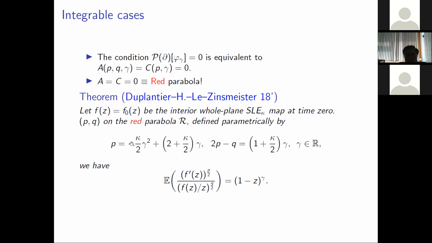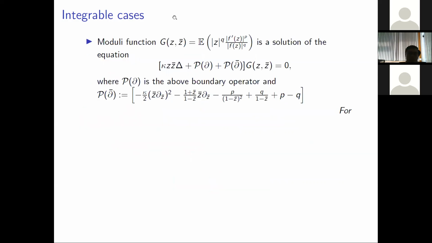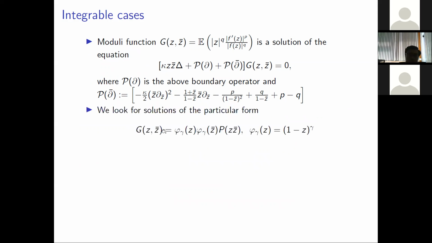So here is the theorem. For PQ on the red parabola, with C equal to A equal to zero, we have the expectation of this fraction. Now we want to calculate the zero line moment. The idea is that we will look for solutions of the PDE satisfied by G of the form G equal to phi gamma bar, as a function of P, G, G bar.